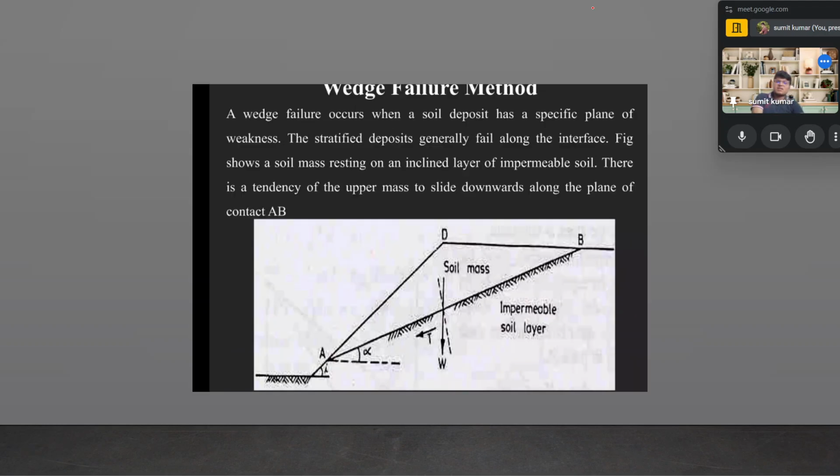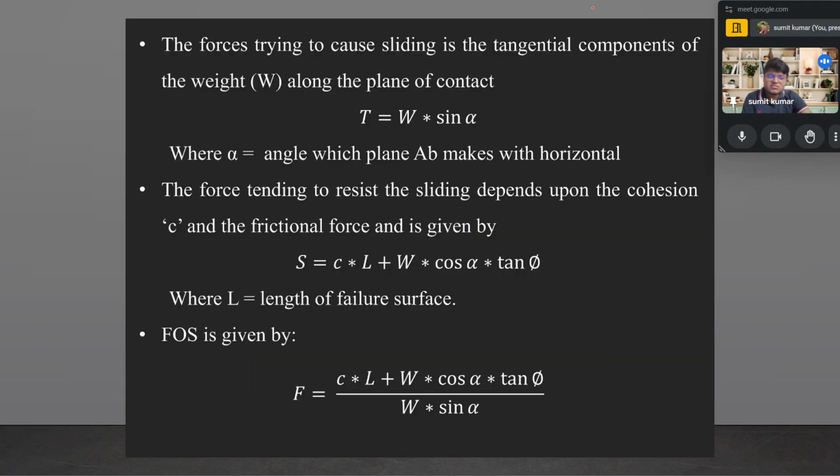When we look at the wedge failure method, a wedge failure occurs when a soil deposit has a specific plane of weakness, and the stratified deposit generally fails along the interface. The figure shows a soil mass resting on an inclined layer of impermeable soil. There is a tendency of the upper mass to slide downward along the plane of contact AB, as presented in the figure.